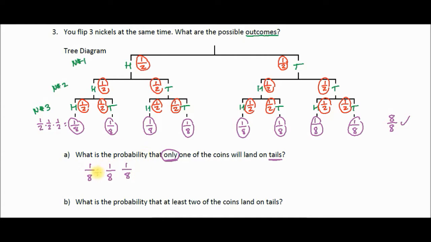Remember, class, we always add our fractions when we're doing a probability tree. So in this case we have 1 plus 1 plus 1 is 3. The denominator is the same. It does not change when we add fractions. 3/8 is equal to 0.375, which is 37.5%. Let's take a look at the next one.